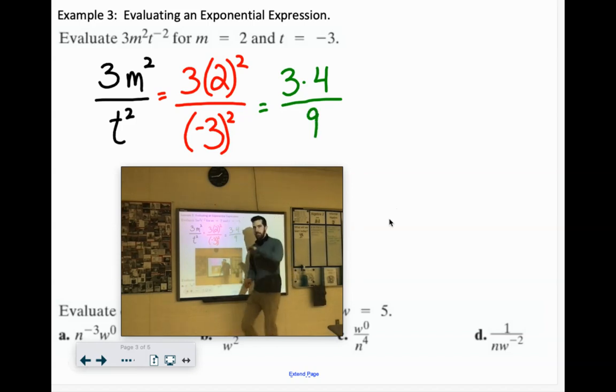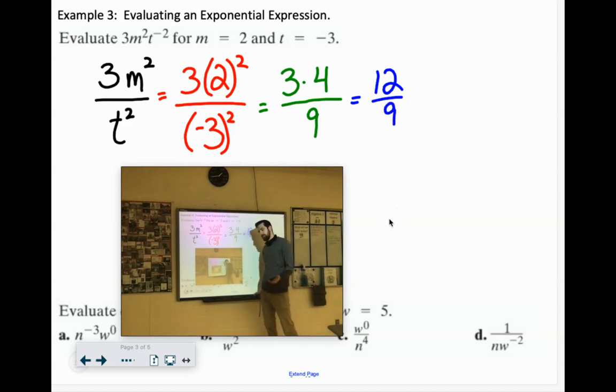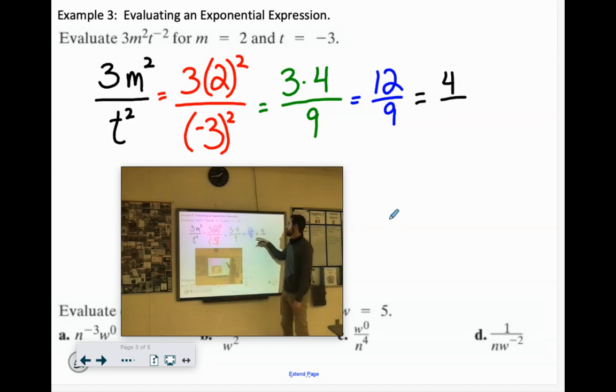Now, if you were feeling super slick, you could even simplify the 3 into 9 now. But let's say you didn't even notice that. You can still multiply. 3 times 4 is 12 over 9. And then you just simplify. What goes into 12 and 9? Yes, 3. 3 goes into 12 4 times. 3 goes into 9 3 times. So 4/3 would be our final answer.